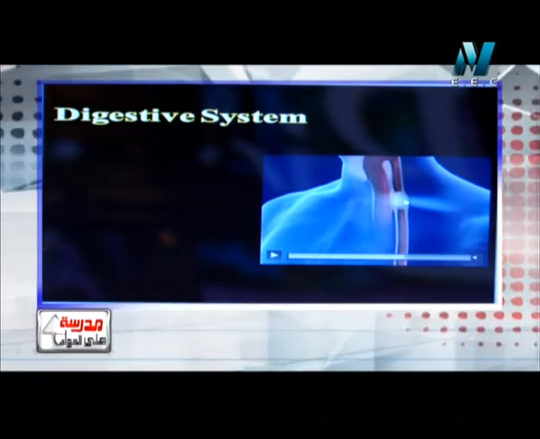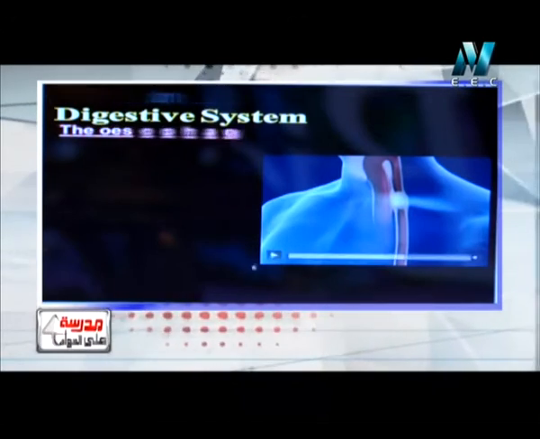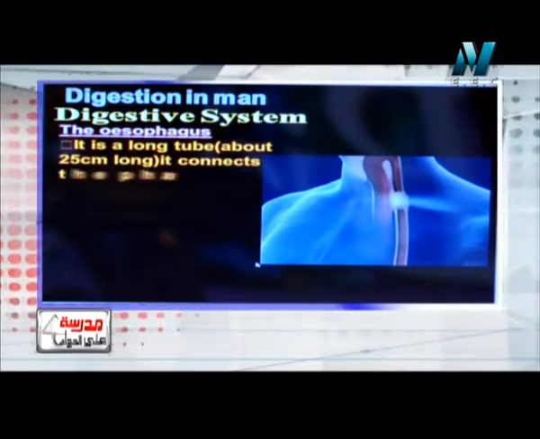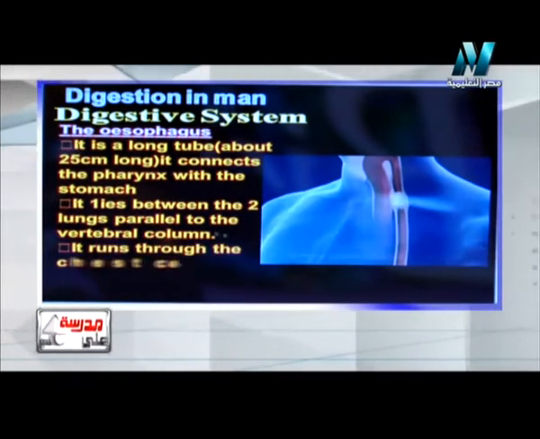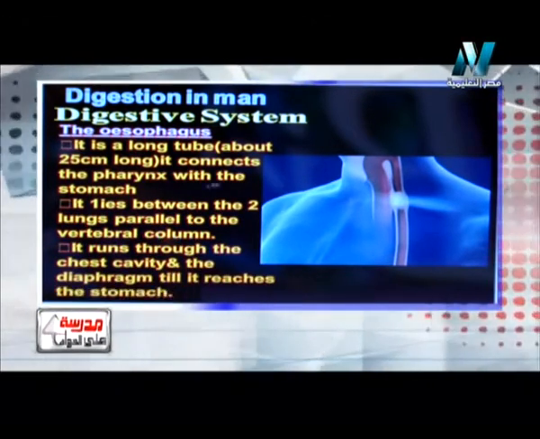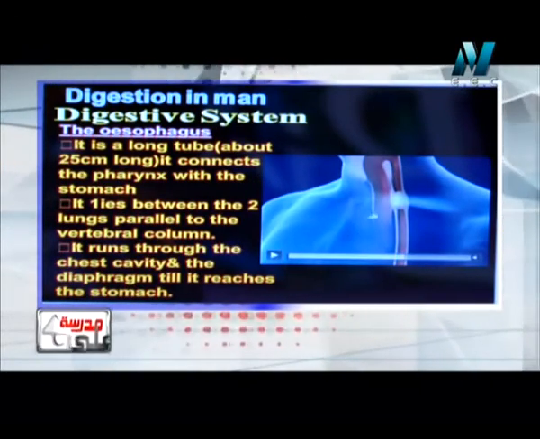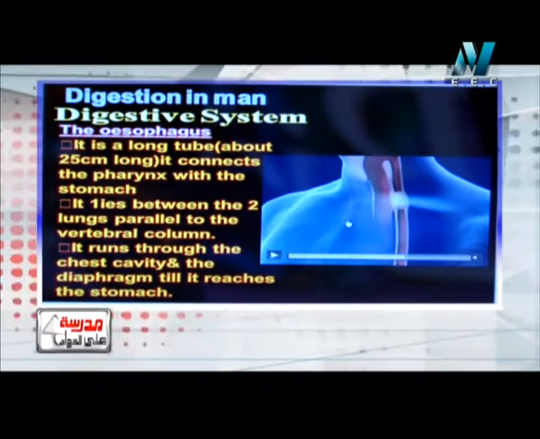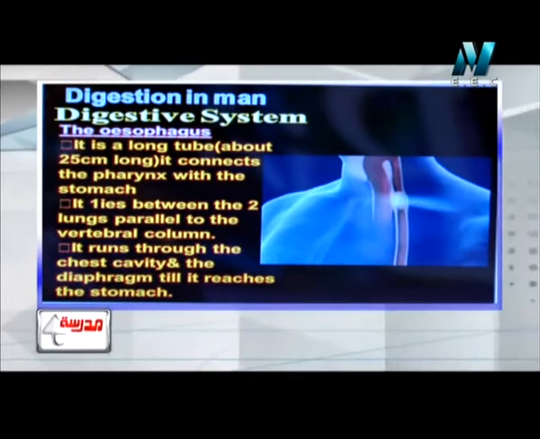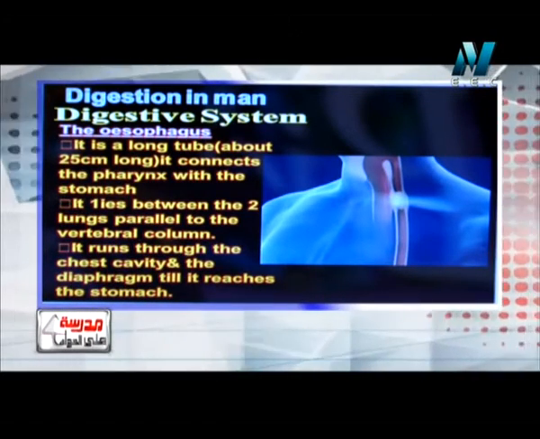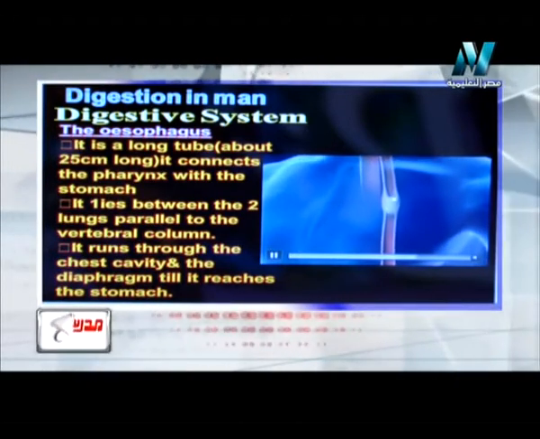The food moves from the pharynx to the stomach through the esophagus. The esophagus is a 25 centimeter tube that connects the pharynx and the stomach. It lies between the two lungs, parallel to the vertebral column. It runs through the chest cavity and penetrates the diaphragm until it reaches the stomach. The food passes through the esophagus by peristalsis.